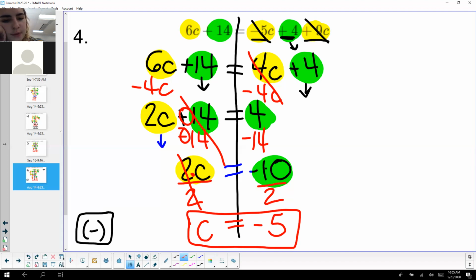All right, are there any questions about this one, about where I got any numbers? I know it's a lot because we're working on multi-step equations, so it's really important to stay organized. But do you have any questions about where I got a number, what step I did, why I did a step, anything like that?